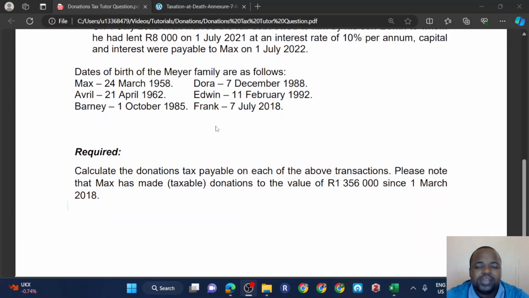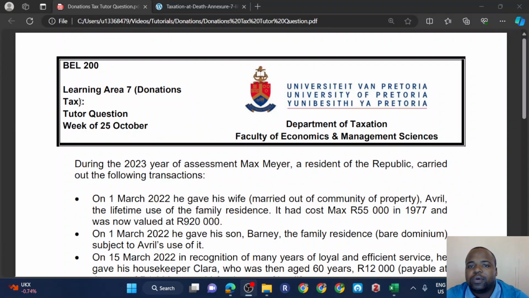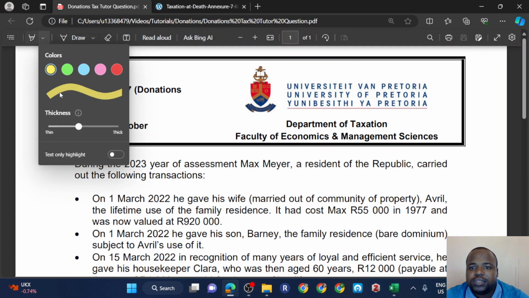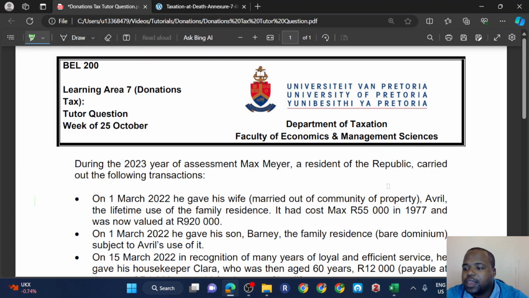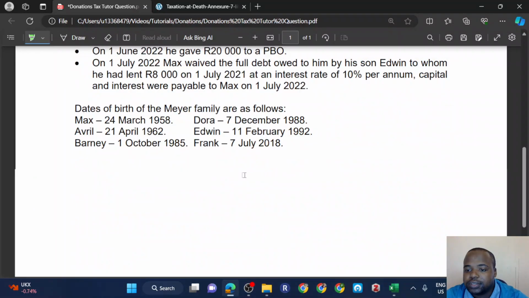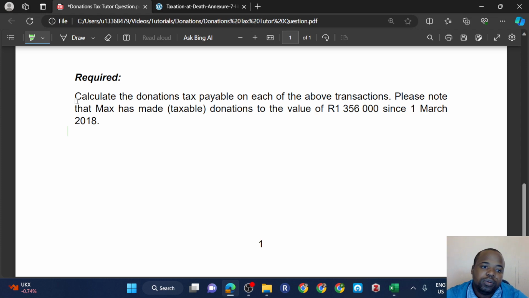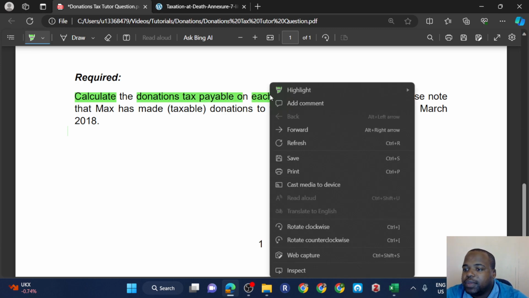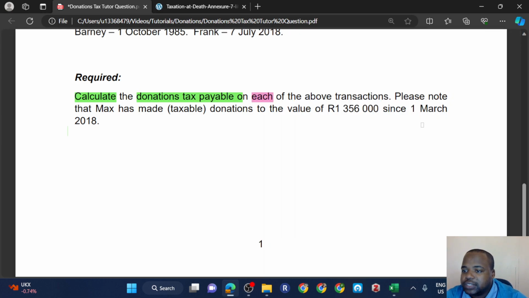But I think it will help you guys because at least now I have more time to maybe explain some things thoroughly. Okay, so like I always say, when you are doing a question, you must always take note of the mark and time allocation. But in this case, there is no mark or time allocation. So we move on to the next step, which is to read the required. In this case, we are required to calculate the donations tax payable on each of the above transactions, and keyword there being each, because remember, donations tax is paid per donation or computed per donation. You don't aggregate the donations made within a year of assessment and then pay the aggregate amount. You pay donations tax per donation.